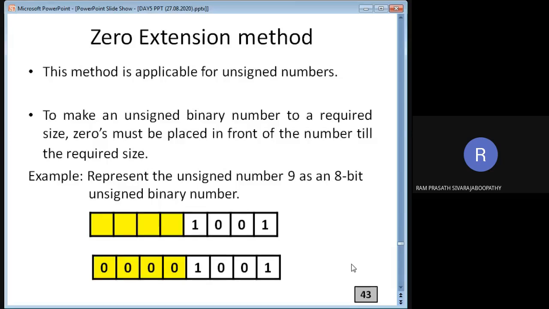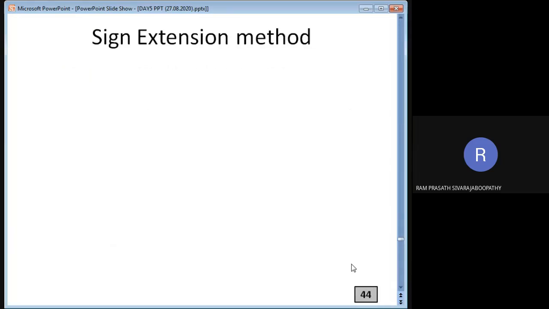Please kindly make a note of it. For unsigned numbers only we can do like this. Okay. இப்போ நான் இங்க சொல்லியிருக்கிறது 9 அப்படின்றது அன்சைன் நம்பர், சைன் எதுவும் கிடையாது. ஸோ அந்த மாதிரி நம்பர் நான் என்ன பண்ணலாம்? I can extend with zeros. This method we call it as zero extension method. Fine. Next, sign extension method பார்க்கலாம்.